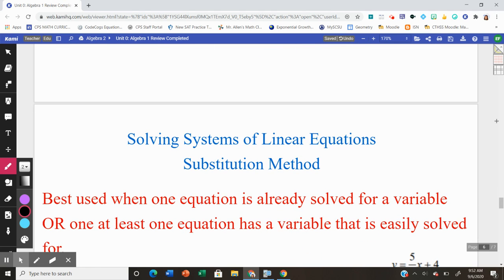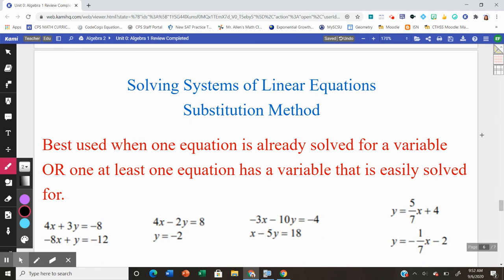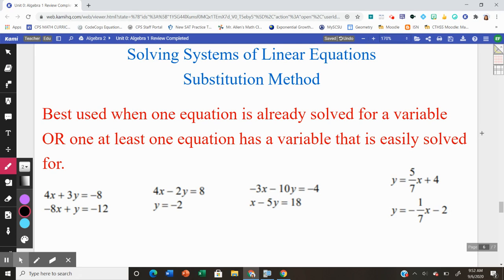All right, so those are some examples of how to solve equations. Now we're looking at systems of equations. And when we solve a system of linear equations, we can do so using a substitution method, elimination method, or a graphing method. We're going to focus for right now on just the two algebraic methods, the substitution and the elimination. We'll talk about graphing at a later date.